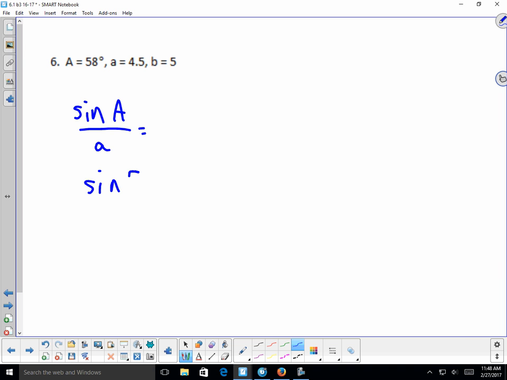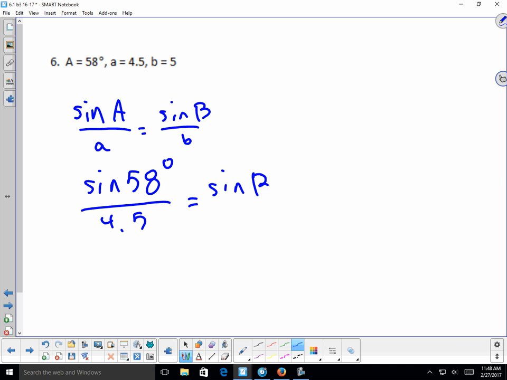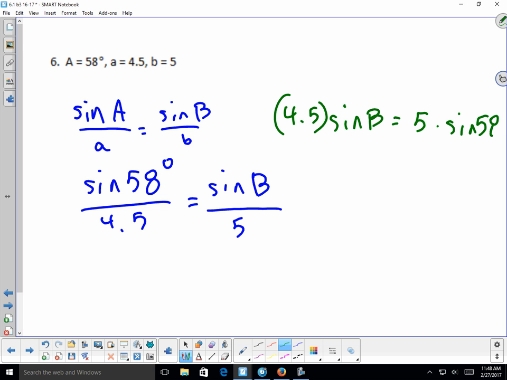All right, so sine of 58 degrees over 4.5 equals sine of B over 5. Okay, so we don't know the angle B, so we'll write sine of B over the length of b, which is 5. And did we cross multiply? Yes. So we get 4.5 times the sine of B equaling 5 times the sine of 58 degrees.